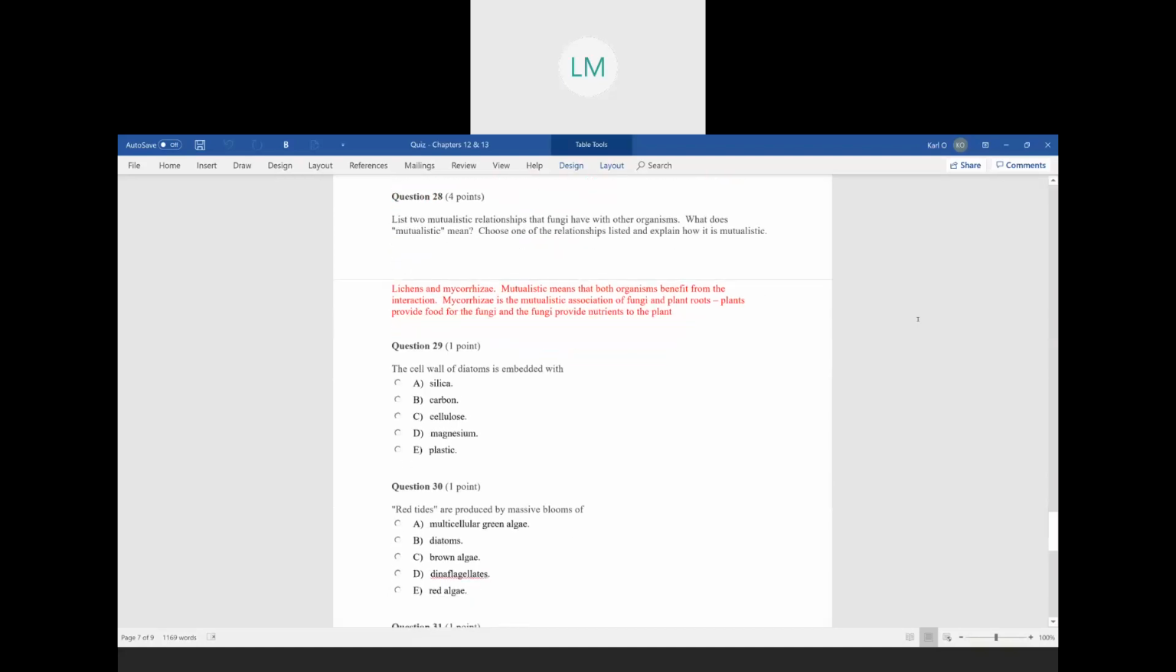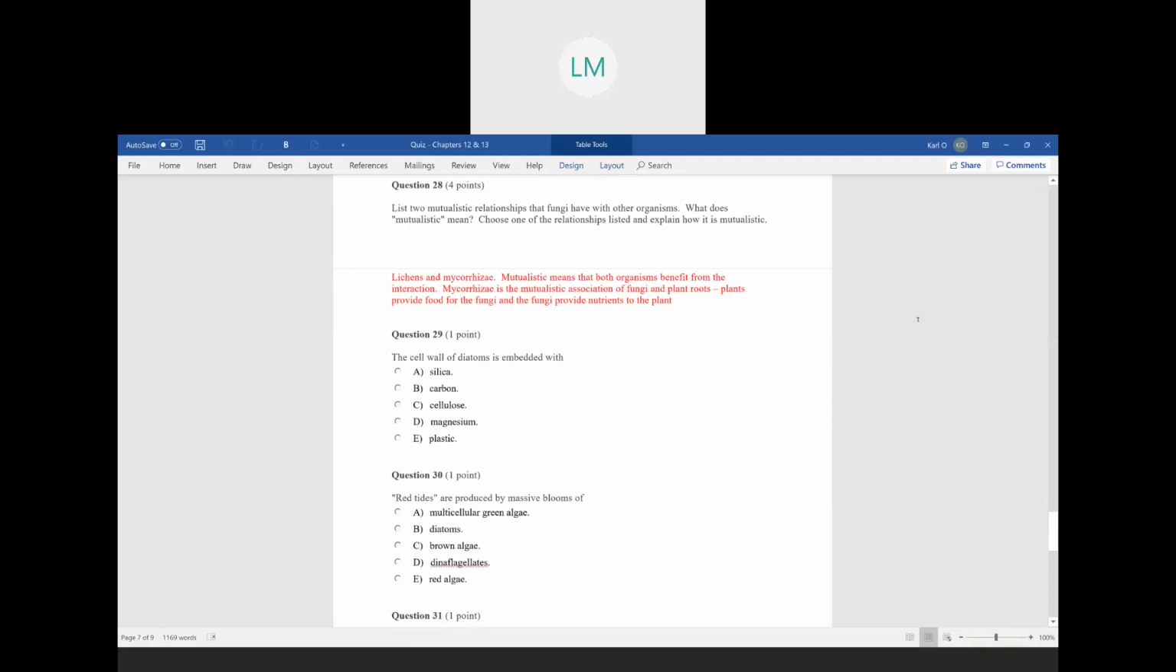List 2 mutualistic relationships that fungi have with other organisms. So the 2 we talked about were lichens and mycorrhizae. Mutualistic means that both organisms are benefiting from this interaction. So both the fungi and what they are in a relationship with, both are benefiting.